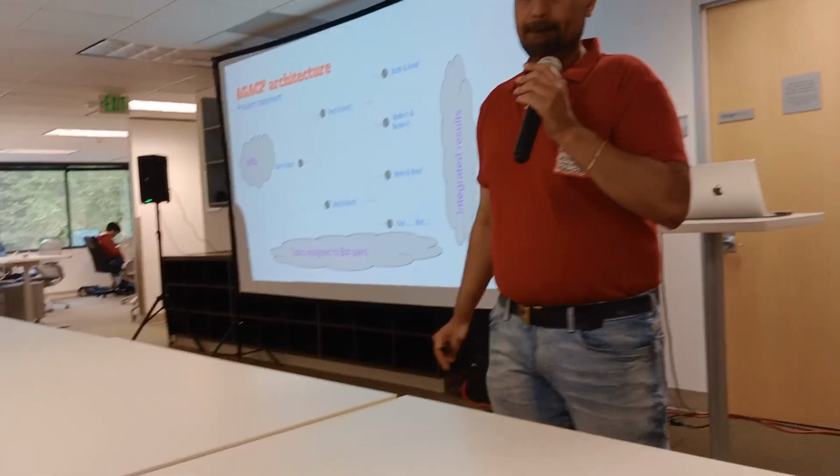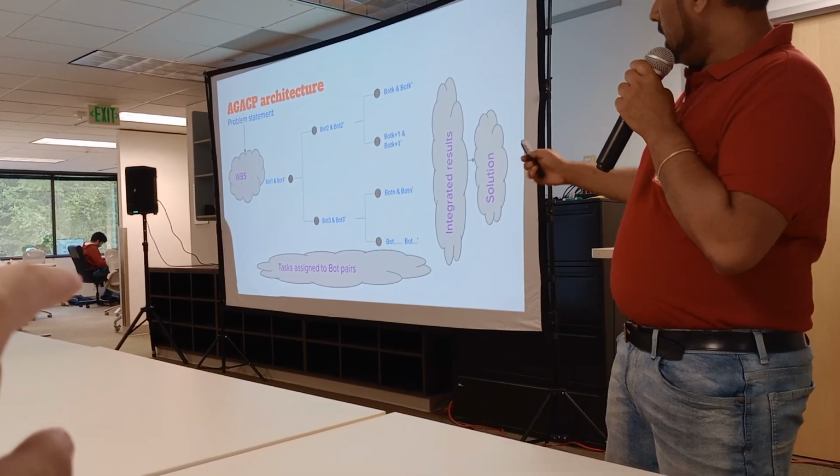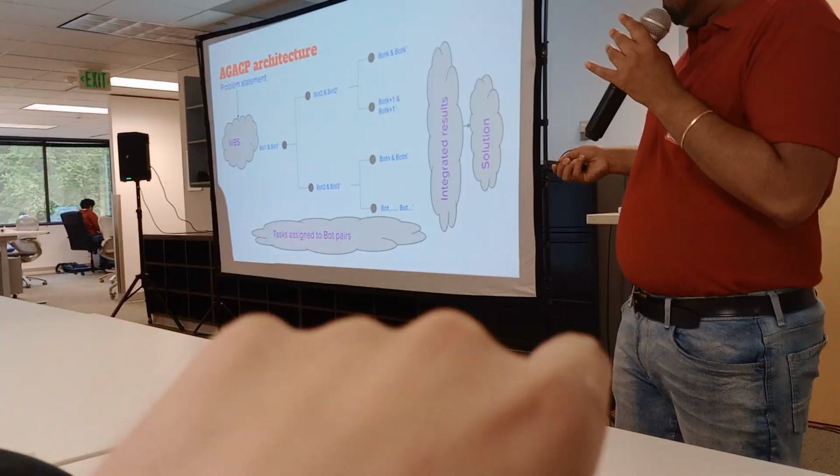Yes, go ahead. So sequentially, bot 1 alpha runs after bot 1? Yes, because bot 1 has to first produce what they want to do, and then bot 1 alpha checks it.